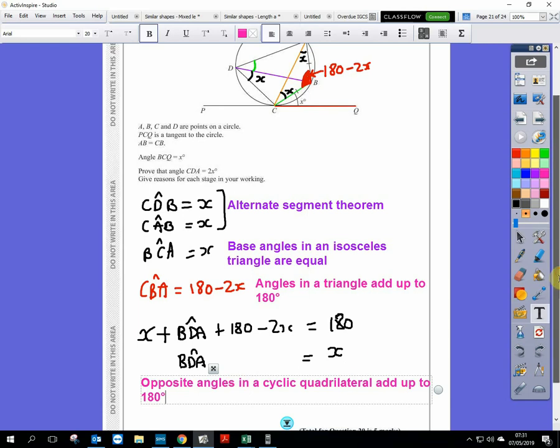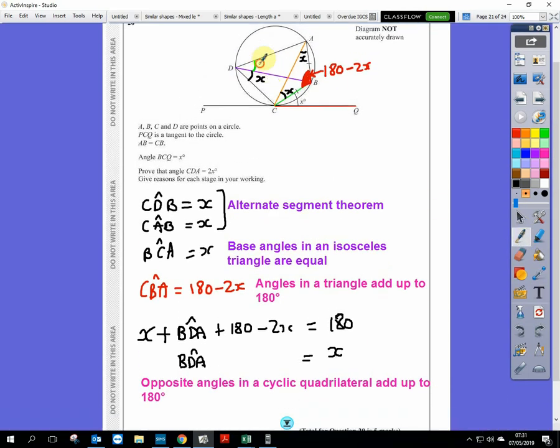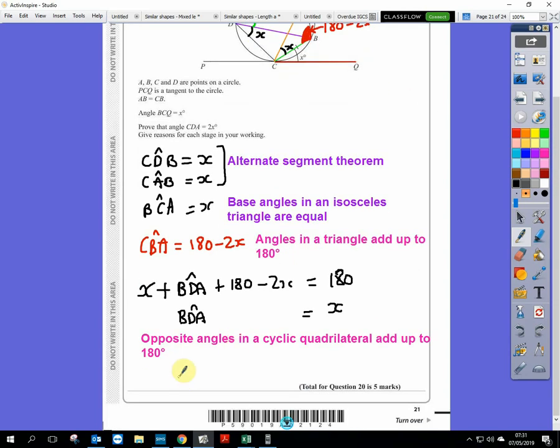Okay, and then finally, now that I've worked out that BDA is equal to x, then the CDA, which is all of that bit, must be equal to 2x. So I can write, therefore, CDA is equal to 2x, and that's fine.